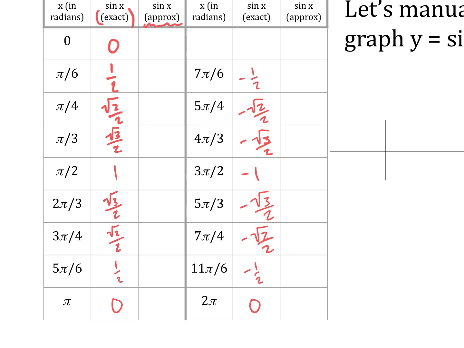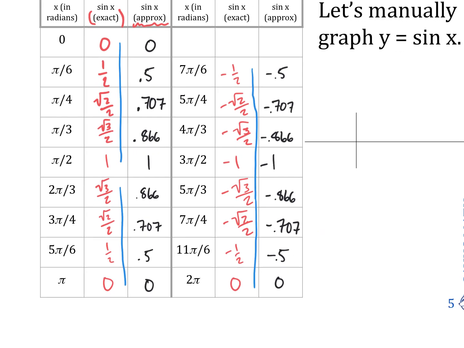What I notice here is there's a pattern. These values go up, and then they come back down, and then they go back up but negative, and then they go back down, but they're still negative. There's something cyclical or periodic going on here. Now I want to get the decimal approximations. I'm just going to do this without you having to watch that whole thing in the calculator, and then I'll put those on there and we'll continue from there.